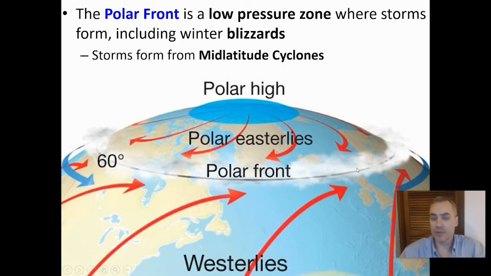And that polar front, as we said, is a polar low. It's a low pressure zone. And like all fronts in general, that's where storms form. And in this case, they're often cold storms in the wintertime, like blizzards. So if we have a lot of snowfall or a blizzard even over you in the wintertime, you're probably somewhere around the polar front.